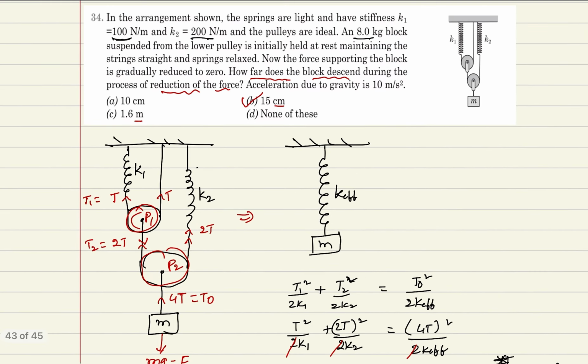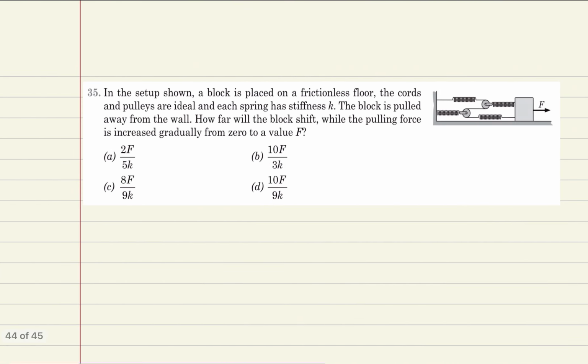Now, similar kinds of questions are there in Pathfinder only. We can see here how other questions have been asked. Now you see question number 35. In the setup shown, a block is pulled on a frictionless floor. The cords and pulleys are ideal and each spring has a stiffness K. The block is pulled away from the wall. How far will the block shift while the pulling force is increased gradually from 0 to F? Now you see here the applied force is given as F only.